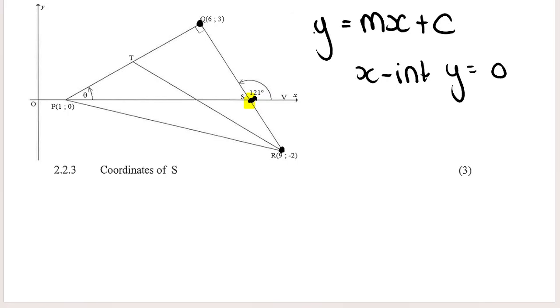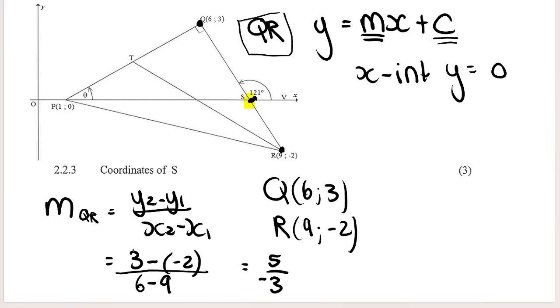Now, in order to find the equation y equals mx plus c, I need the gradient of the line QR. Once I have the gradient of the line QR, I can solve for my y-intercept by subbing in one of these points. So step 1, find the gradient of QR, which is m. There we go. I found my gradient of QR by using the gradient formula, y2 minus y1 over x2 minus x1. So in this case, I used this as x2 and y2, and this as x1 and y1. Now there is another way that we could have found the gradient of QR, perhaps a faster way.